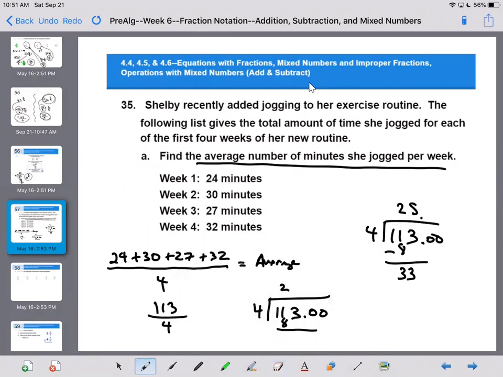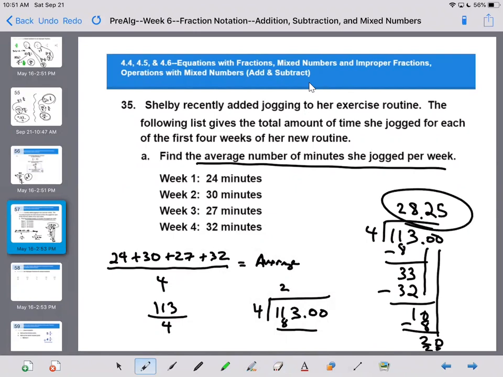8 times 4 is 32. And then I'll bring down my 0 there. 4 will divide 10, so that'd be 2 times. Bring down another 0, so 4 will divide 20 five times, so that'll be a 20 minus 20, remainder is 0. So 28 and 25 hundredths. So Shelby's average time jogging per week is 28 minutes and a quarter of a minute over the 4 weeks.